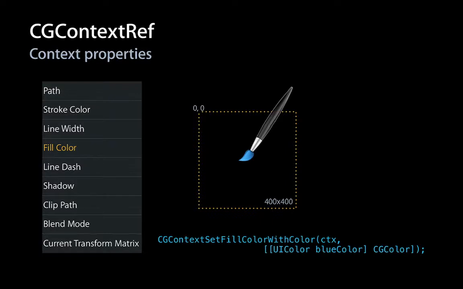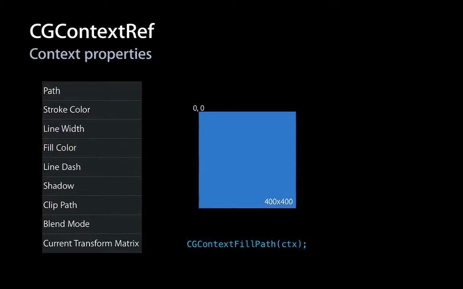Then I can set the fill color to some blue color. And you can think about it like you're telling your kid what color crayon to pick up. And then when you ask the context to draw, it's going to fill with that crayon that you asked it to pick up. So here we have our rectangle that's filled with that blue color. It starts at 0, 0, and it's 400 points by 400 points.